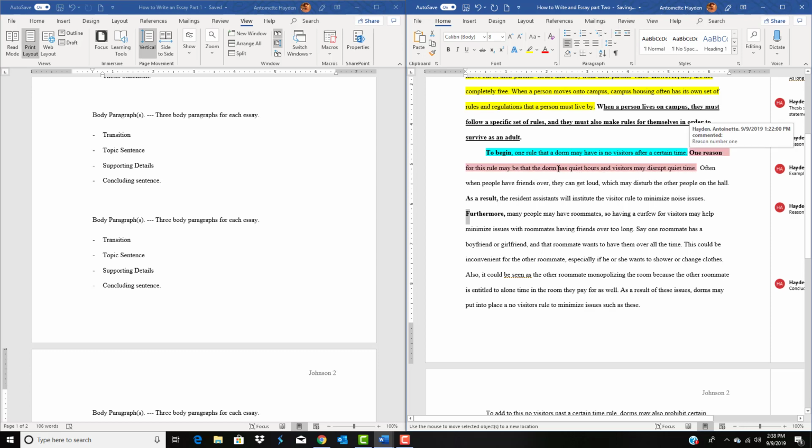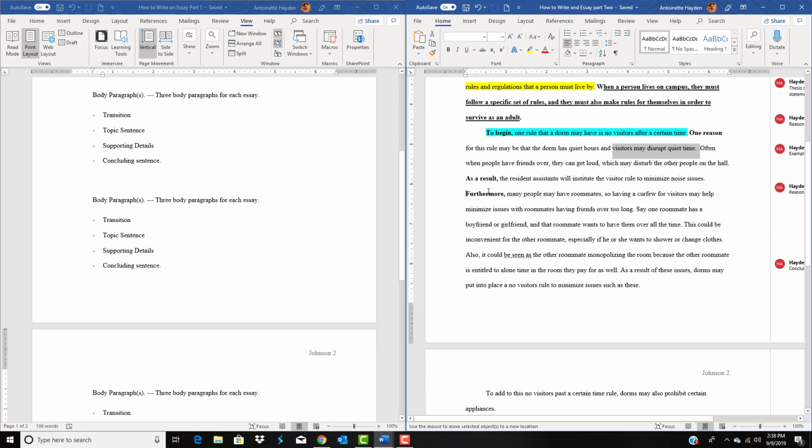My paragraph is about the rules. I have to give details about the rules. I have to describe the rules. So no visitors and quiet time is another rule. Right, so I'm giving rules and examples of rules and detailing all at the same time. Furthermore, some people may have roommates, so having a curfew for visitors may help minimize these issues. All right. And so I give more details about why this rule is in existence.